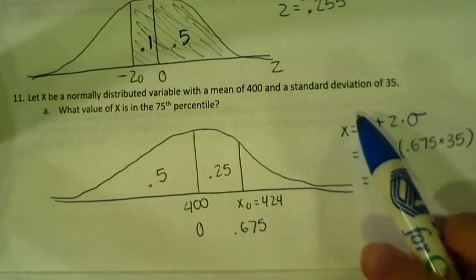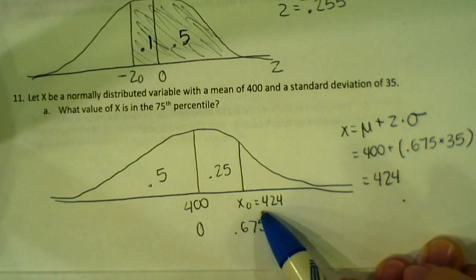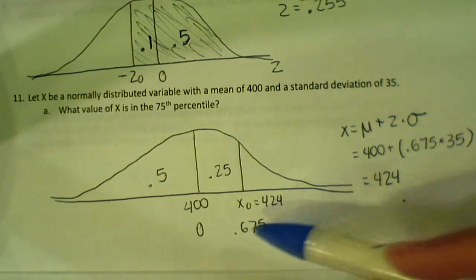And again, that makes sense because if this were 1, then this value should have been 435, because it would be 1 standard deviation away. But it's not quite 1 yet.